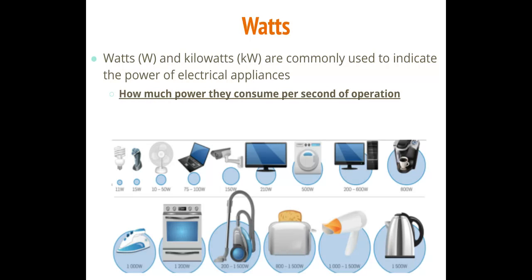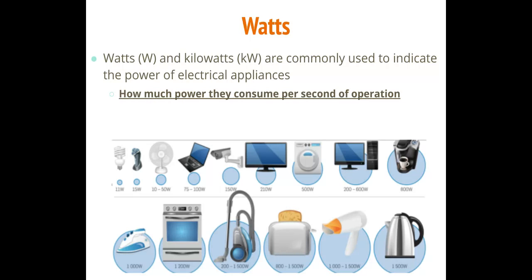So here we have a good span of how much more power these appliances use over one another. Here we start with a light bulb, and you can see the light bulb, relatively speaking, is pretty low with just 11 watts. Then you have a razor here. The razor is 15 watts. The fan depends on the fan. Same thing with the laptop and the computer that you'll see, depending on your model, it could be using somewhere between 10 to 50 watts, laptop 75 to 100 watts, for a security camera, 150 watts, et cetera, et cetera.